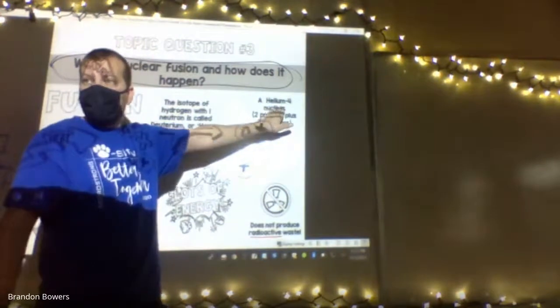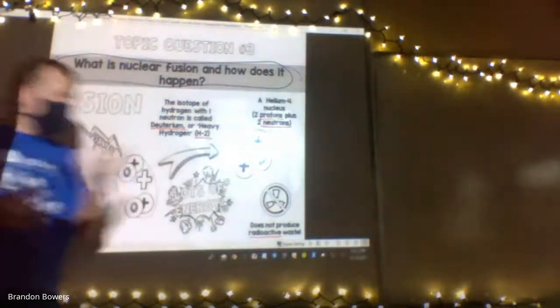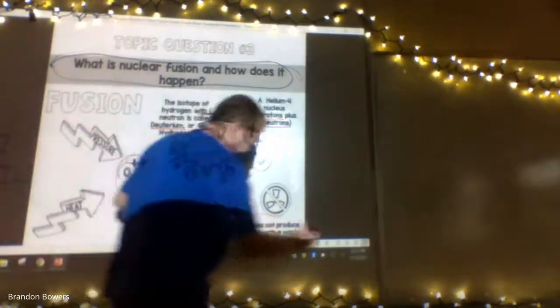All right? When we create helium-4, is that an alpha, beta, or gamma? Alpha, right? So we create an alpha particle from fusion, and it creates so much heat that it can fuel so much. And that's why we're trying to create it. But the biggest thing is, it does not produce radioactive waste.